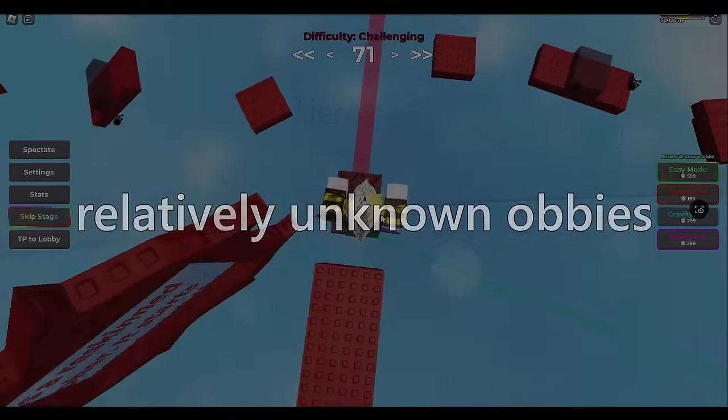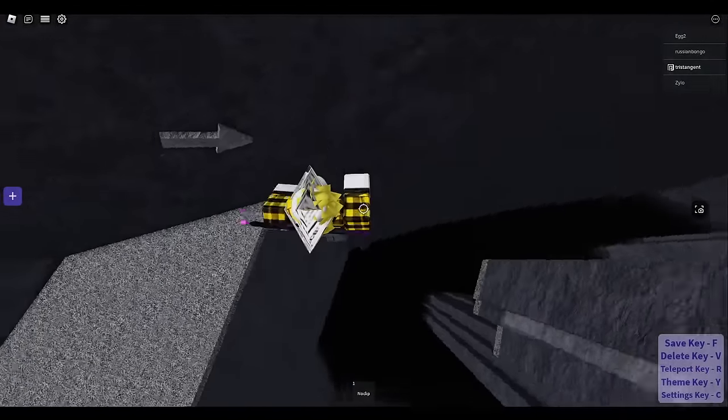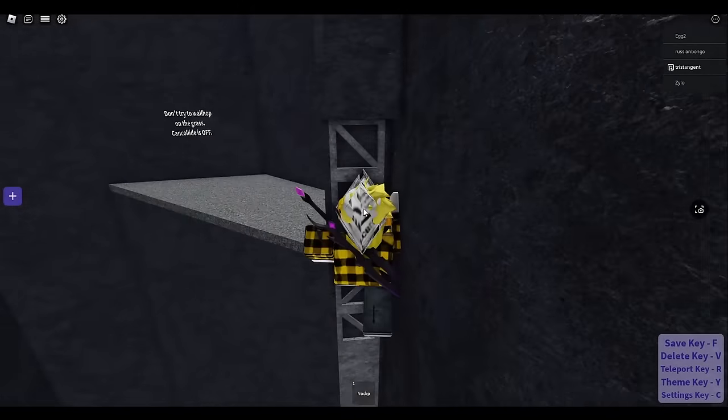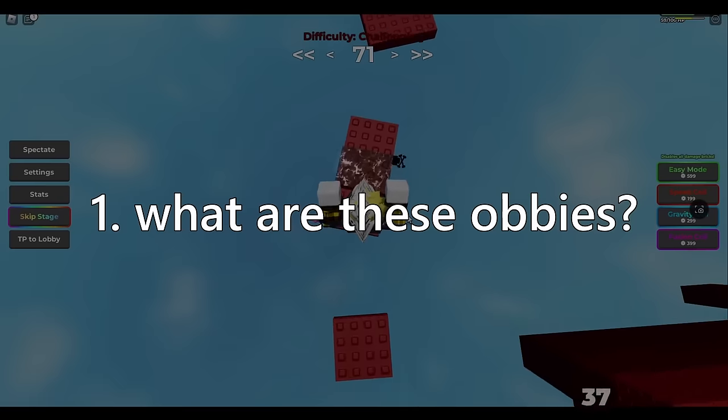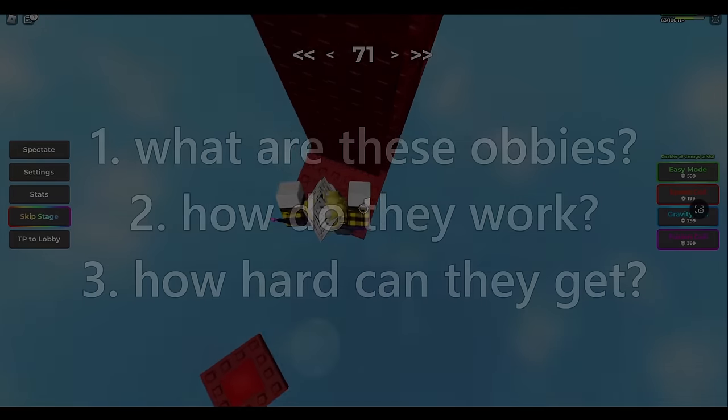These are relatively unknown obbies that range from a literal walk to the finish line, or tier 1, to damn near impossible jumps that nearly defy the Roblox physics engine, or tier 20. So what are these obbies, how do they work, and how hard can they actually get?